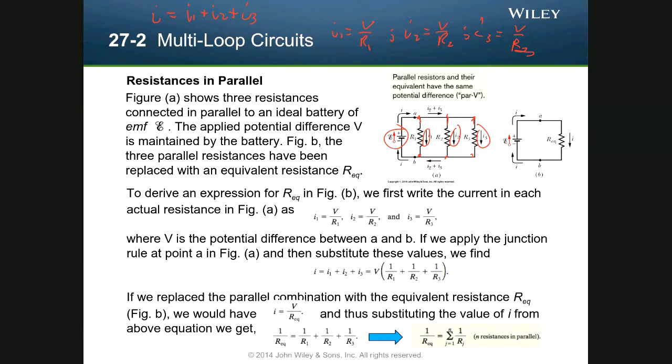and you'll notice that if I equals V over R equiv, which we have here, we can see that in parallel, 1 over R equiv is equal to 1 over R1, plus 1 over R2 plus 1 over R3. So you can see that in parallel, 1 over the equivalent resistance is equal to the sum of the 1 over Rj's. But you have to be careful because you have all these in the denominator. So you have to recall your ability to add fractions, and you'll have to do that. So finding common denominators will be fun times for you.